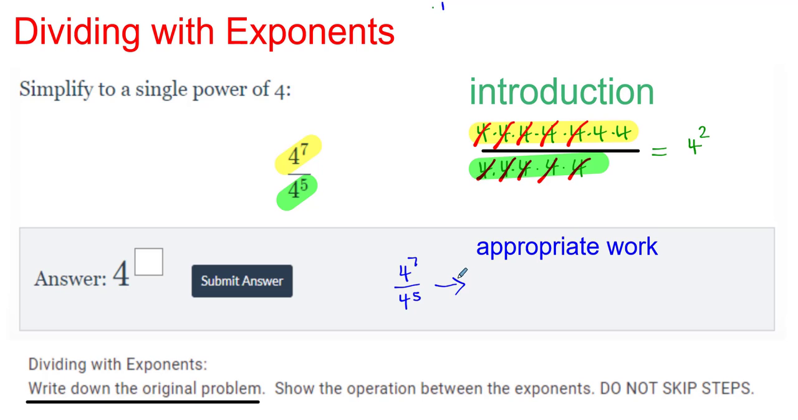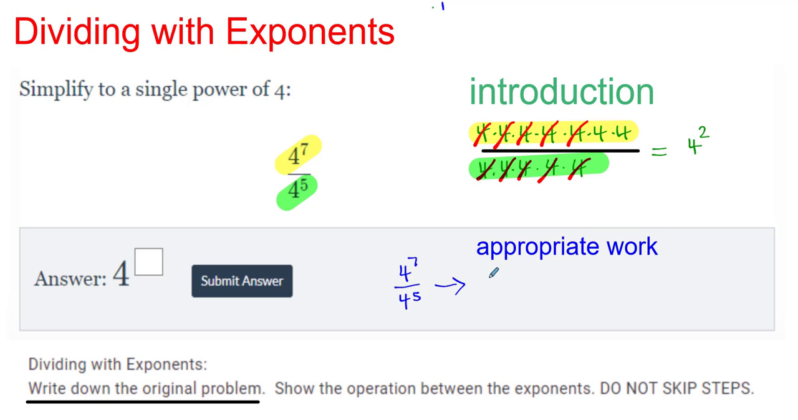And my next step is after that. Well, notice, how could I use 7 and 5 and come up with 2? Well, you'd simply subtract. And that's actually what we do when we're dividing exponents with the same base. Notice we have base 4 and base 4. Those are the same. We simply subtract the powers.